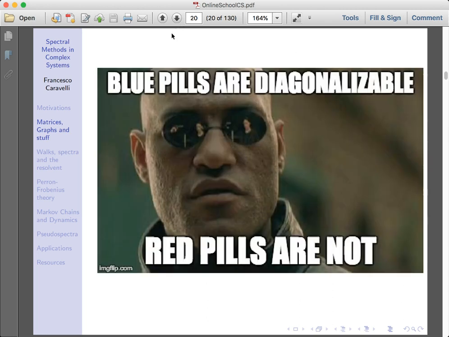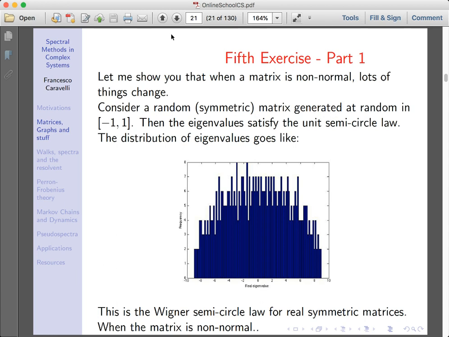So here we go to the section where we talk about diagonalizable versus not diagonalizable matrices. And to see the importance of the difference between the eigenvalues of matrices that can be diagonalized, those that are symmetric or non-symmetric, here we're going to discuss one example of non-normal matrices, matrices for which eigenvalues can move a lot. For instance, consider a random matrix, which is basically a matrix whose elements are random, let's say between -1 and 1.